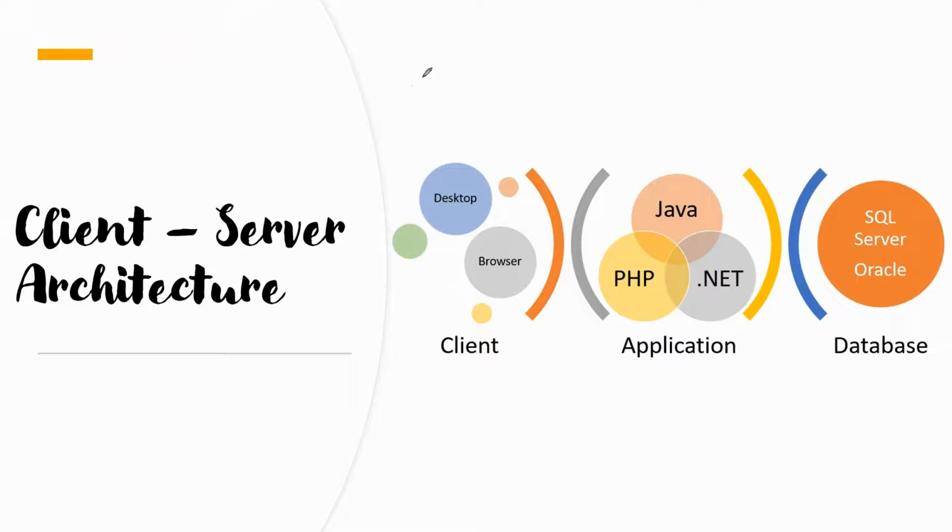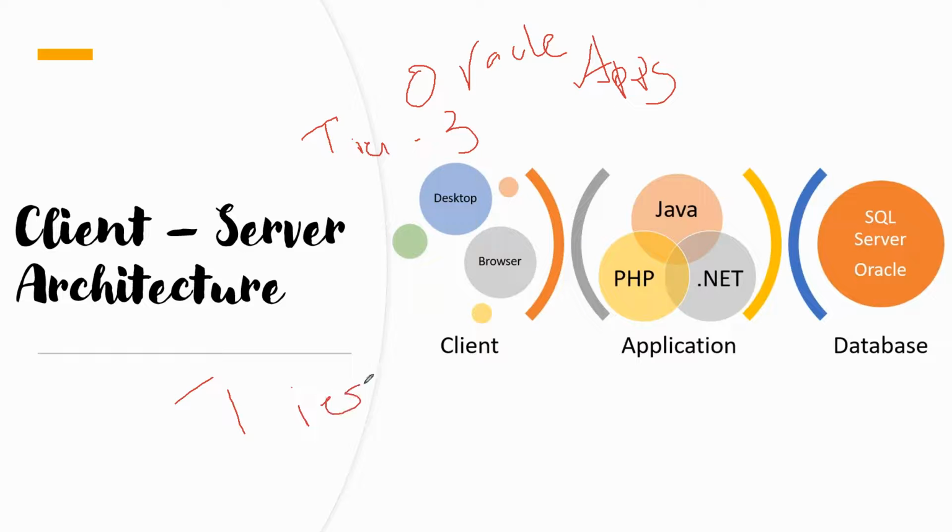See, Oracle Apps will follow a three-tier architecture. But SQL Server follows a two-tier architecture. Only client-server. Your client can be any application, sir. Your client can be any tool. Client can be a tool, client can be an application. So client-server: the client will directly interact with the server to store the data and to retrieve the data.